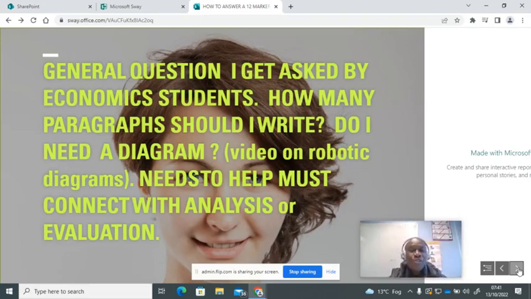General question I get asked by economics students: how many paragraphs should I write? Again, it all varies. But in a 12 marker, for me personally, you're looking at maybe 4 or 5 paragraphs. You want one paragraph for your analysis, another paragraph for your evaluation. Remember, you start off your evaluation with a signpost, "however" or "on the other hand", and you start a new paragraph. So for your analysis point one, that should be a paragraph. Evaluation point, a second paragraph. Your next analysis point, 3. Your other evaluation, 4. So that's at least 4 clear paragraphs.